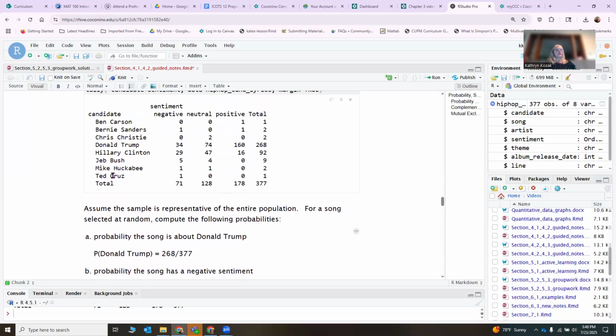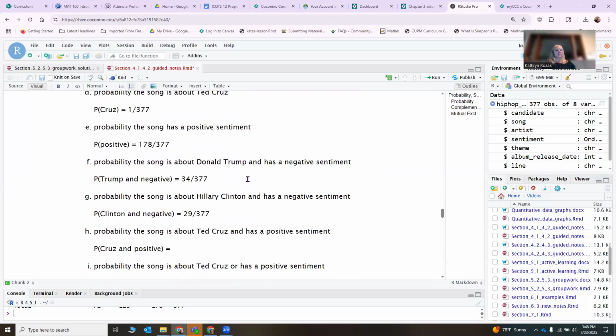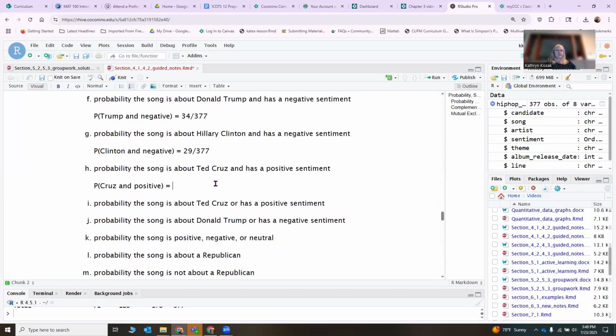So Ted Cruz and positive, well, there were none. So this is going to be 0 out of 377. And I usually do write that one as just 0, but it's kind of nice to know that's out of 377.